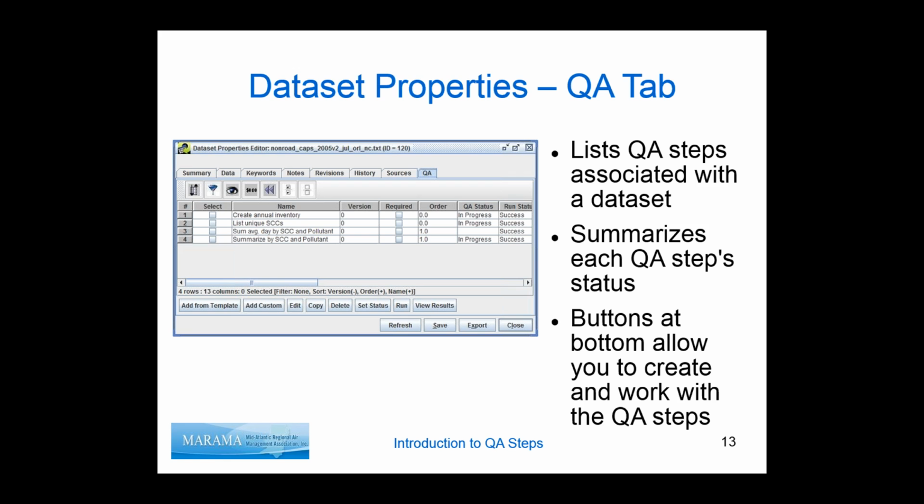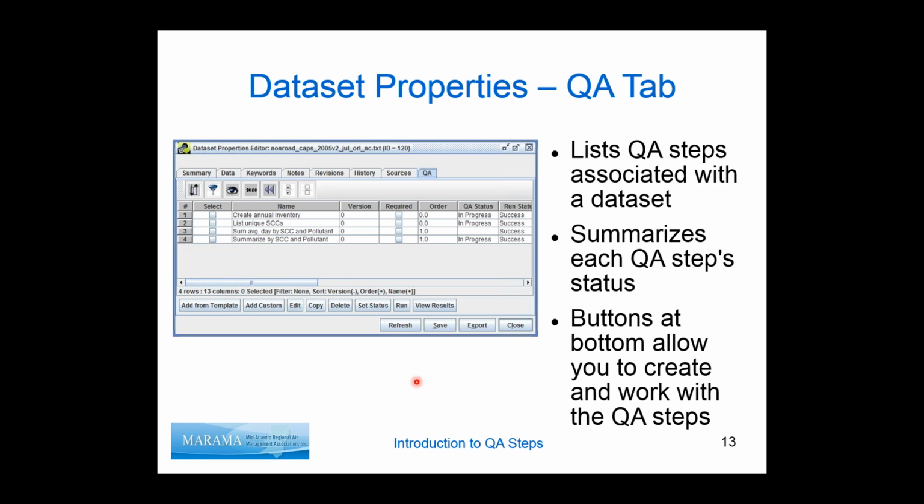Okay, so I talked about how we have the QA tab. So this window on the left here is the Dataset Properties Editor. We've talked about the Summary tab and the Data tab. You've gotten to see all of those different tabs. So now we're going to start talking about the QA tab. And so in this screenshot, we're listing the various QA steps that are associated with this particular data set.